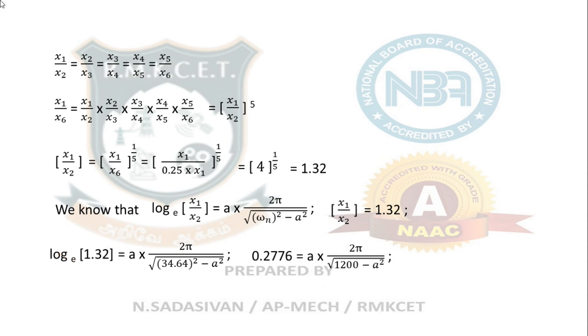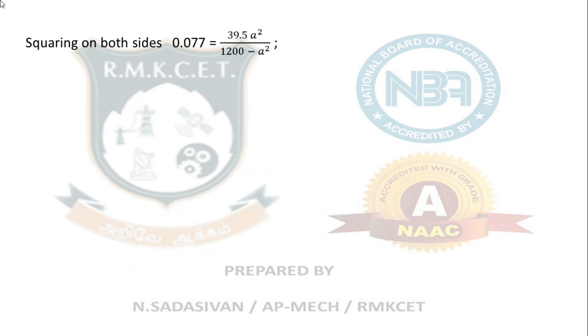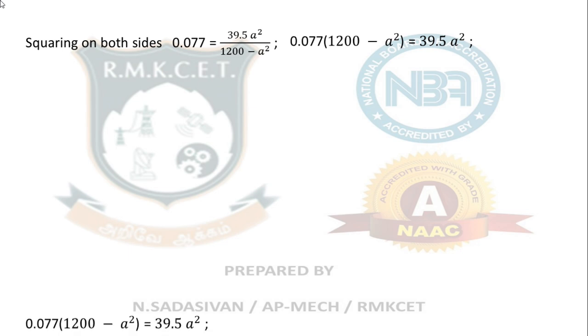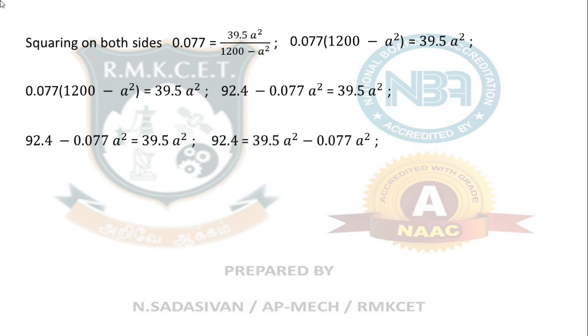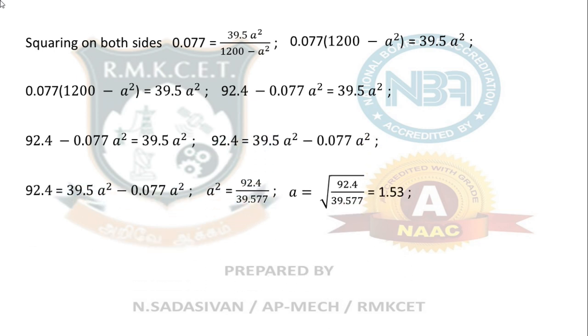So 0.2776 equals a into 2 pi by square root of, if I square the 34.64, I get 1200, minus a square. So cross multiply, squaring on both sides, I am eliminating the square root. Okay, so I am mathematically manipulating everything and calculating the value of a. I don't think you need explanation for this. You can just solve for a from that relationship. So it comes around 1.53.